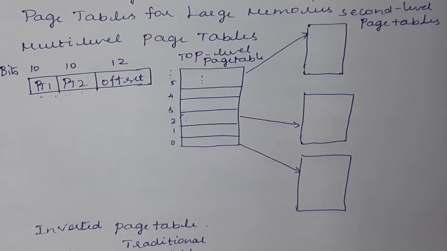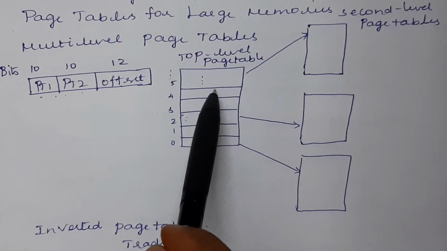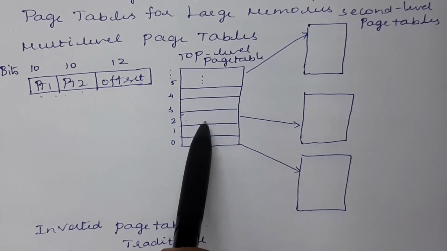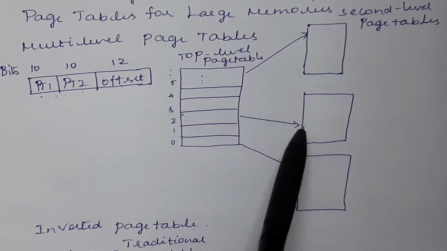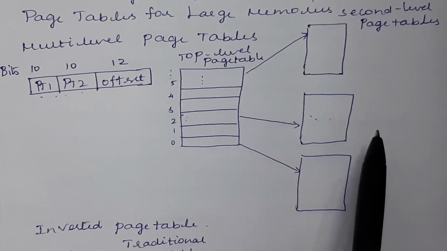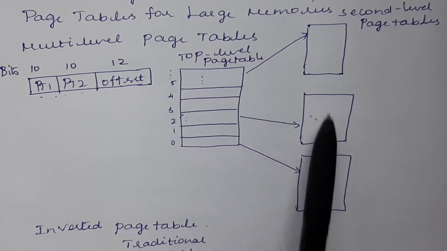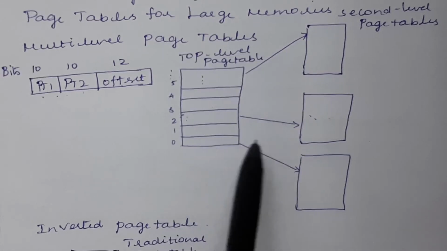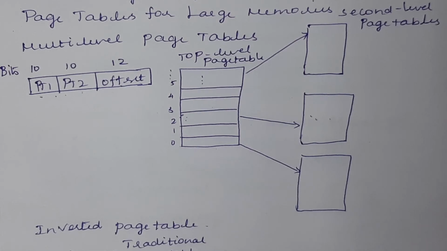Here this is the top level page table, which means the outer level. It holds the index number of the next level. Since it is a 2 level structure, in this second level we get the page frame number itself. This is the structure of the multi-level page table. As I said, it is not necessary to have only 2 levels of page table. We can have even 3 or 4 or more page tables in this particular structure.